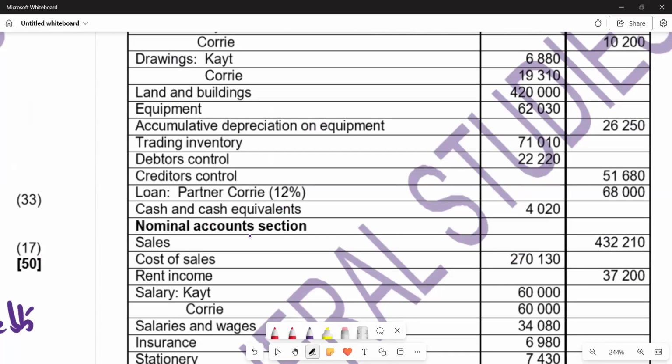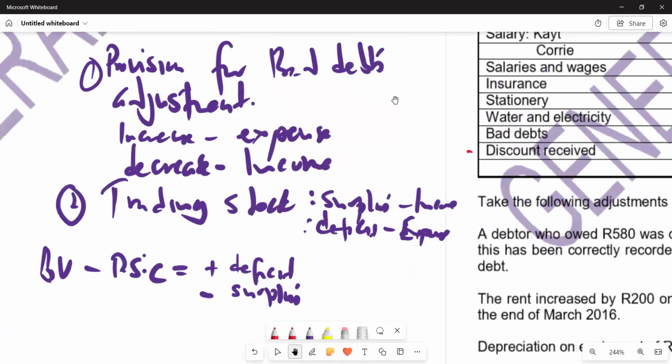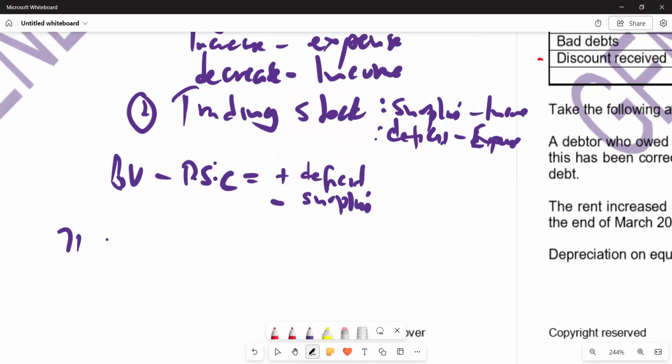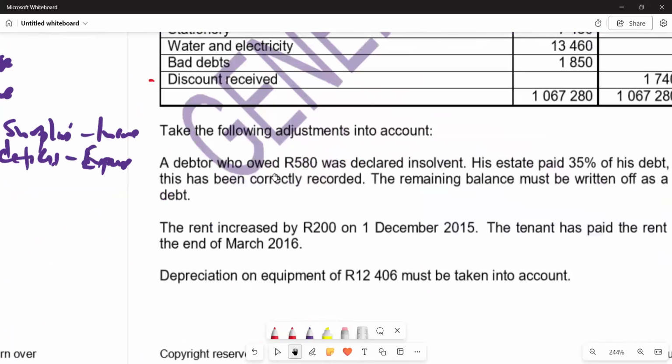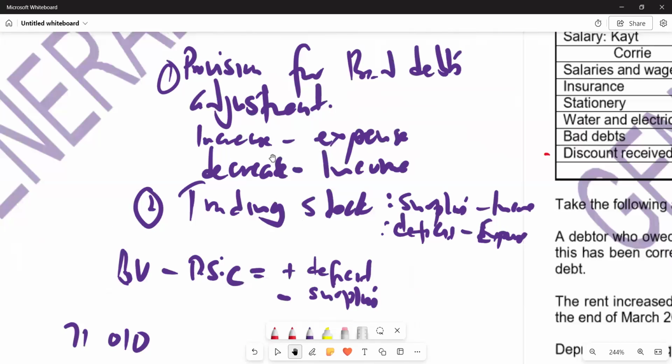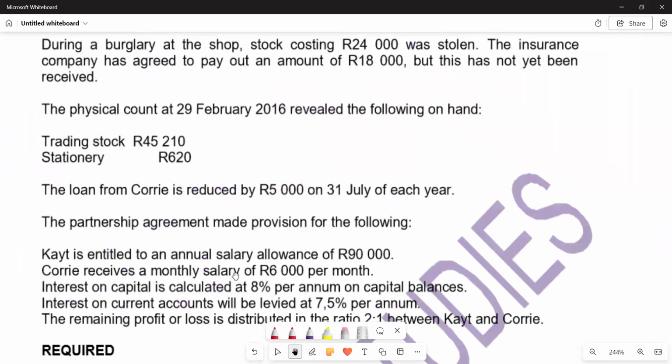So we are seeing that the figure for stock that is given there, trading inventory, which is 71,010, is the book value. We have 71,010 as the book value. Then you can go to additional information to see if there's anything that is changing the book value. You'll see that we do not have anything that is changing the book value, so we can check the physical stock count figure. So the stock count figure is here.